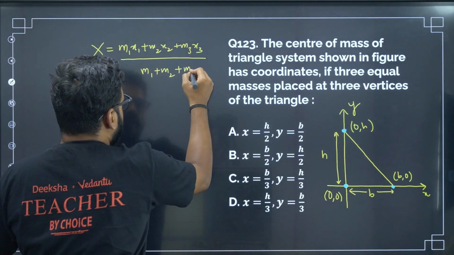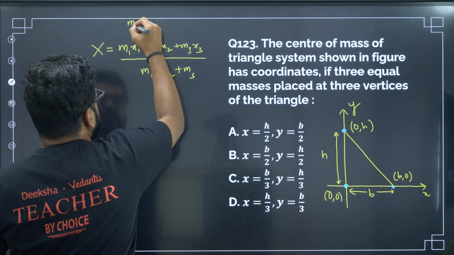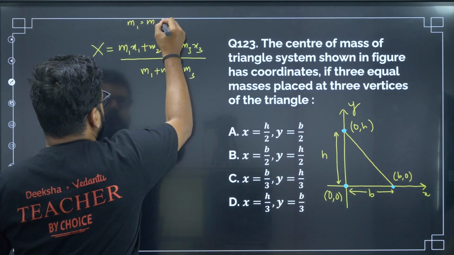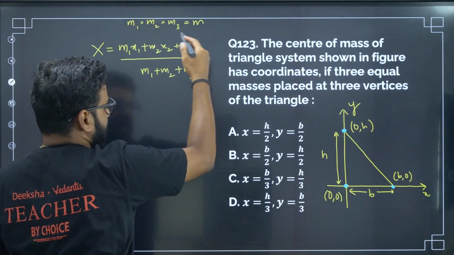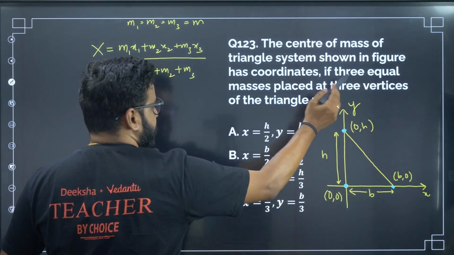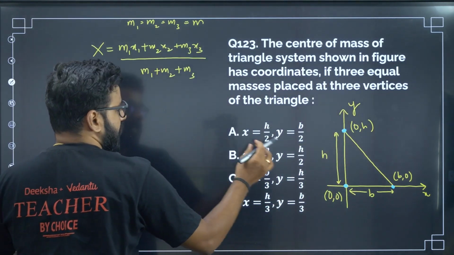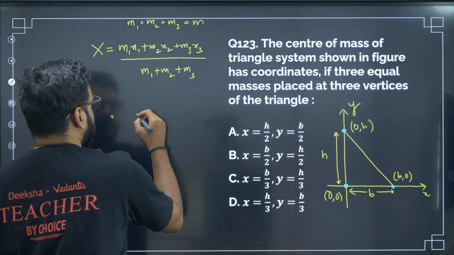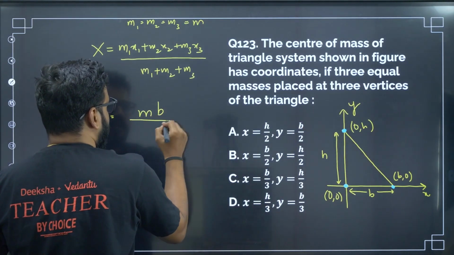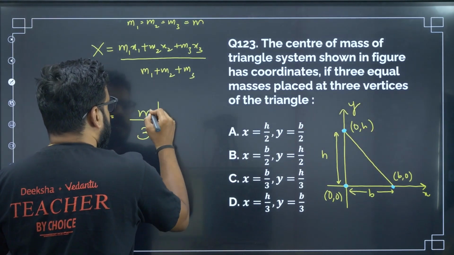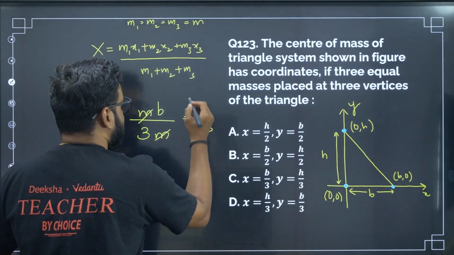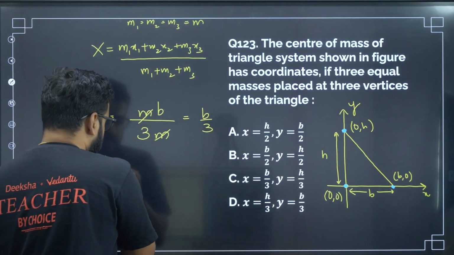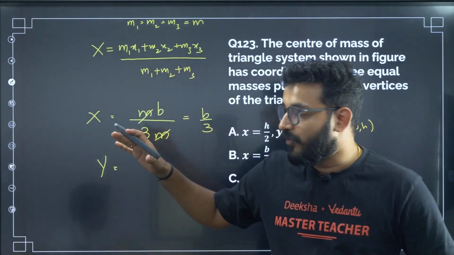Now, they're all identical masses, that means m1 equals m2 equals m3 equals m. Substituting all the values, x1 is 0, x2 is b, x3 is also 0. So only this particular mass survives: m times b divided by 3m. So x is equal to b by 3. The same thing can be applied for y as well.